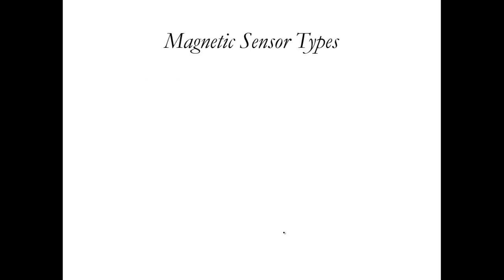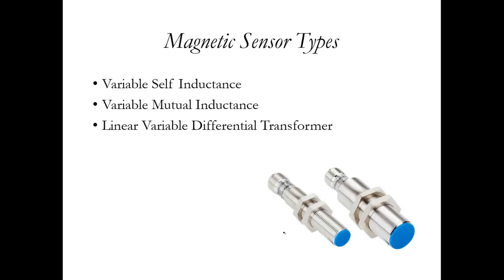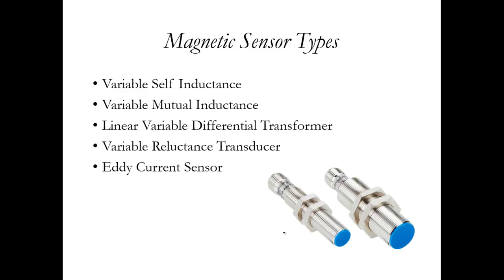Now, moving ahead, magnetic sensor types, we put them as broader classification rather than inductive type because we have the phenomenon of actually production of magnetic field in the coils. So that is the basic or the common phenomenon between the types of magnetic sensors that we have. So we have variable self-inductance, variable mutual inductance. These are all types of sensors. We have the popular LVDT, which is the linear variable differential transformer. We have the variable reluctance transducer, and we have the eddy current sensor.